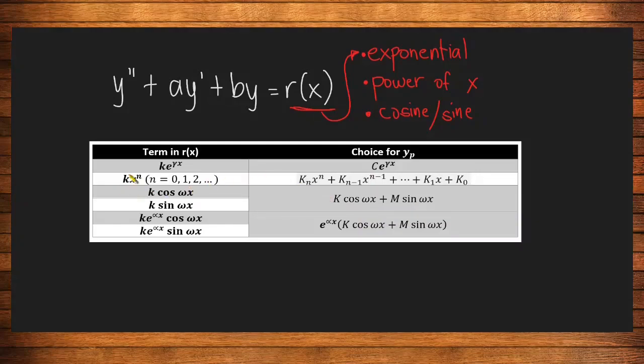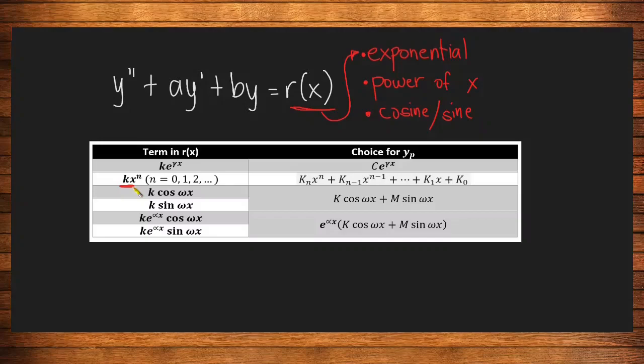Now, dito naman sa second row, if yung r of x natin contains a term which is a power of x, so k times x raised to n, where n is any power, so we have 0, 1, 2, up to n.